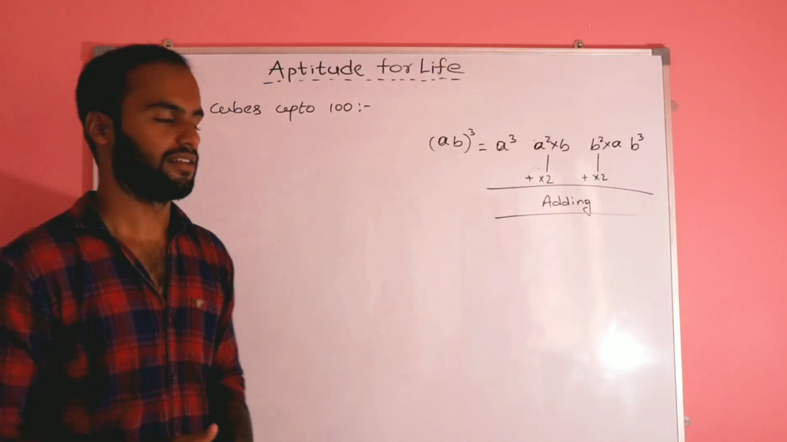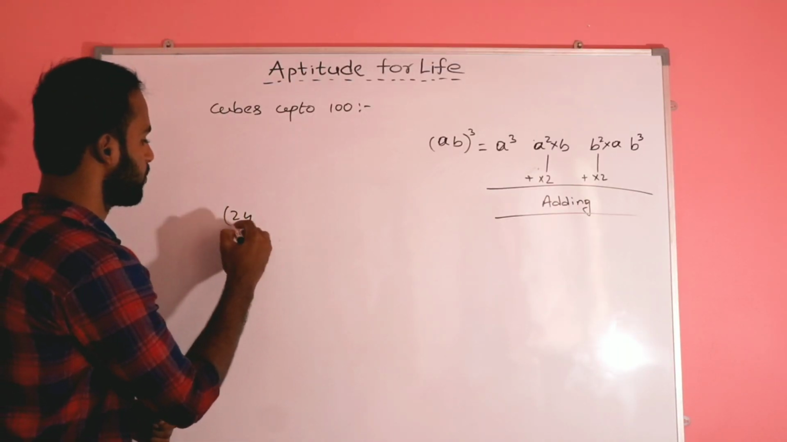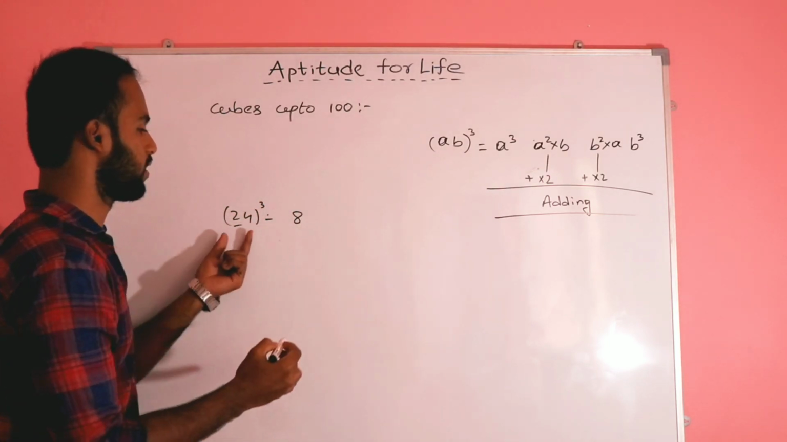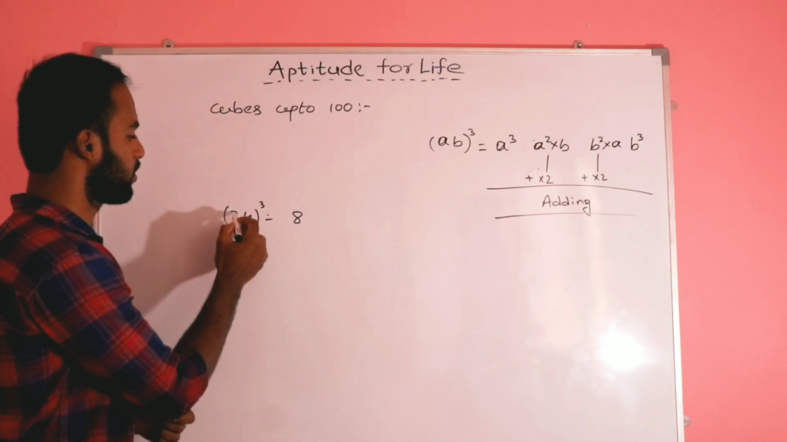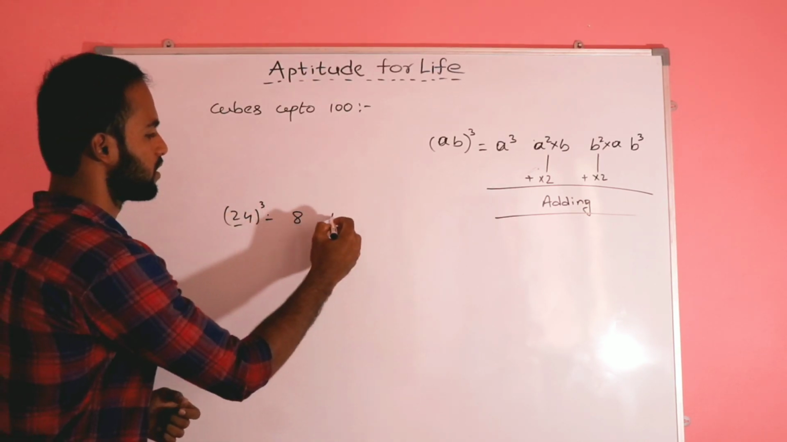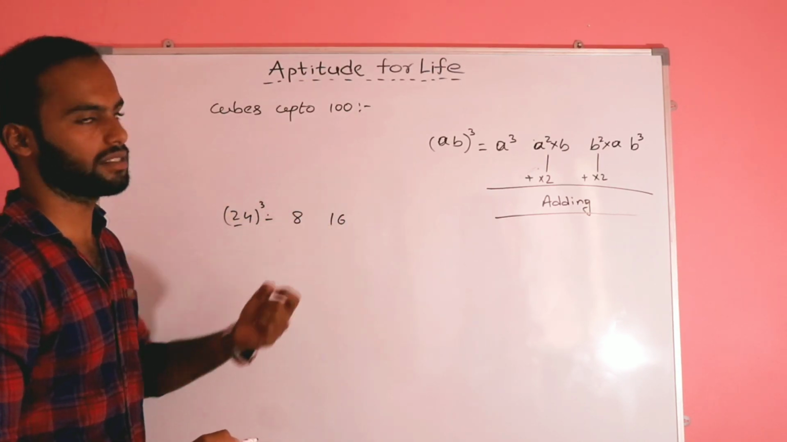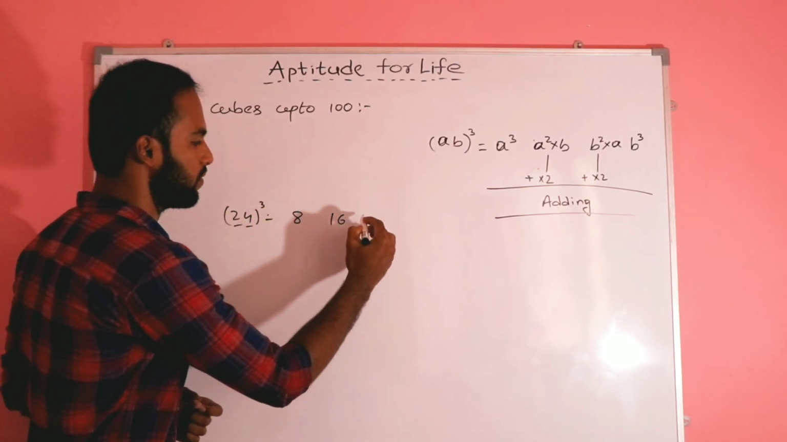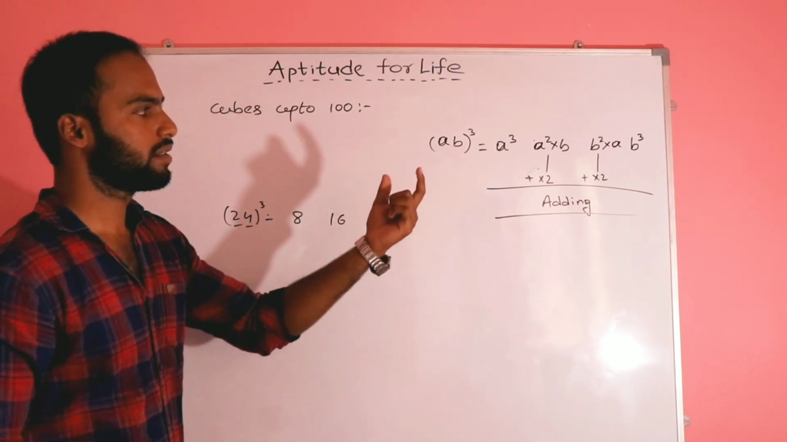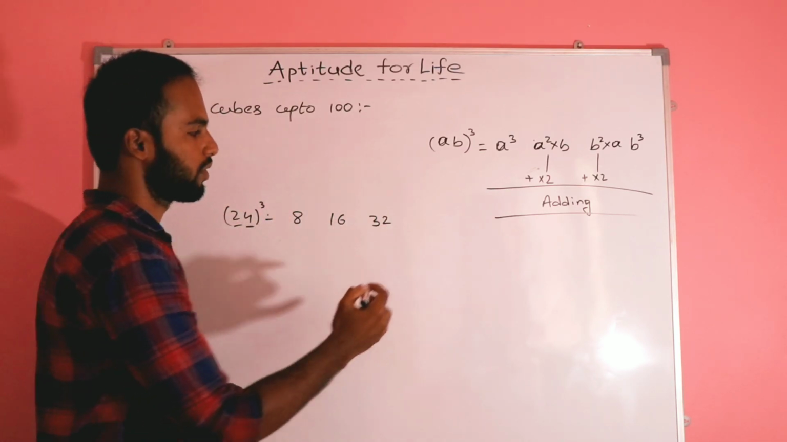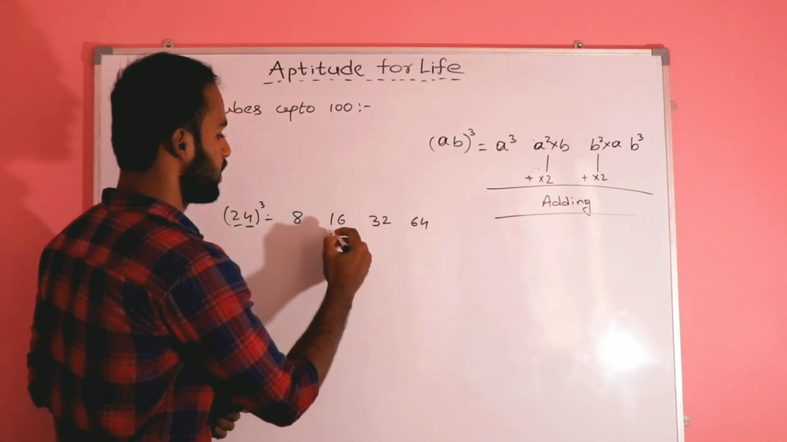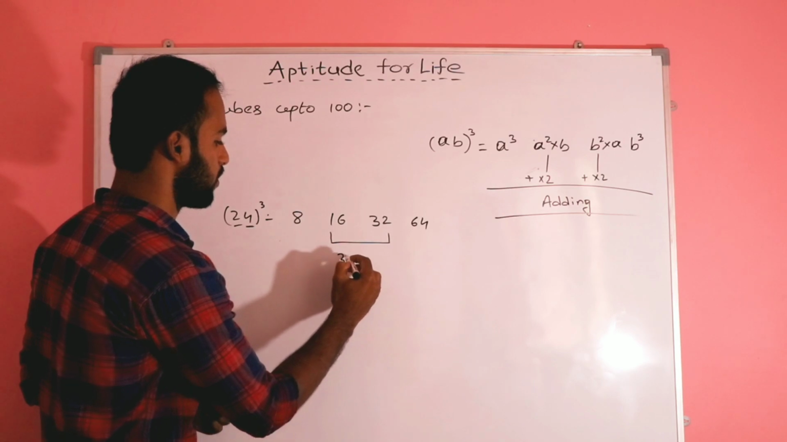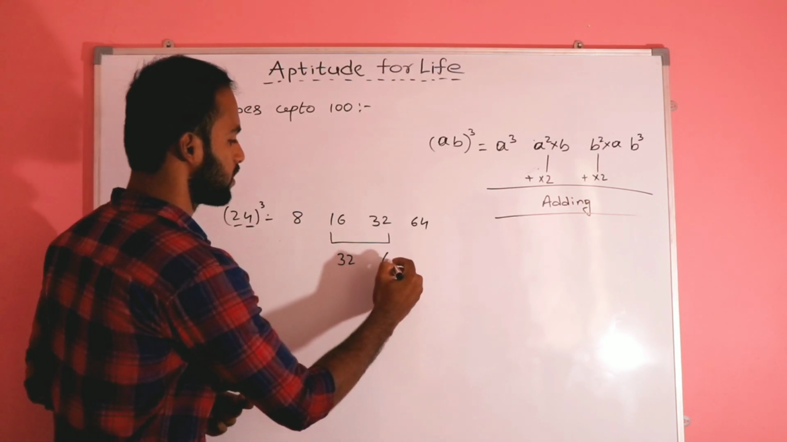Now let us consider another example, 24 cube. First step is A cube. A cube is 2 cube, 2 cube is 8. Next step is A square into B. A square is 2 square, 2 square into 4 is 16. Next step is B square into A. B square is 4, 4 4s are 16, 16 2s are 32. Final step is B cube. B cube is 4 cube, 4 cube is 64. We need to multiply the middle terms with 2. So 16 2s are 32, 32 into 2 will be 64.